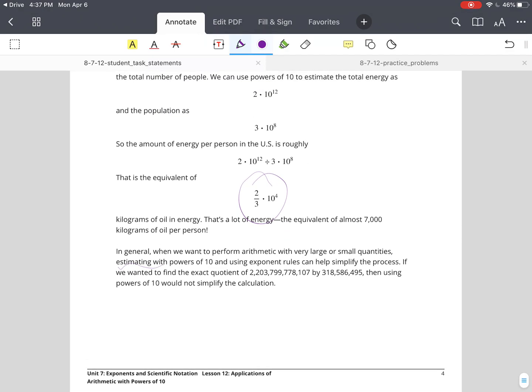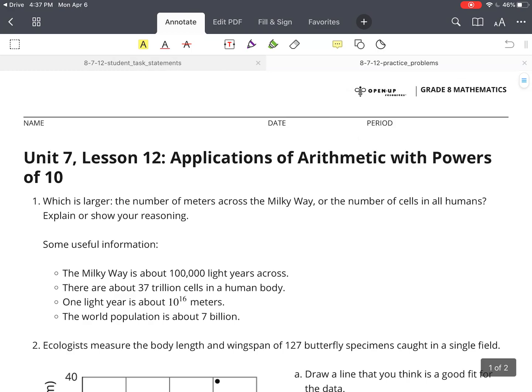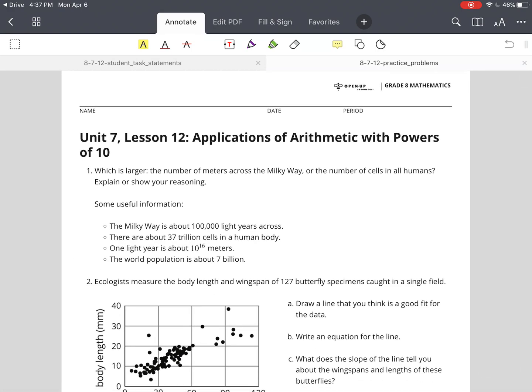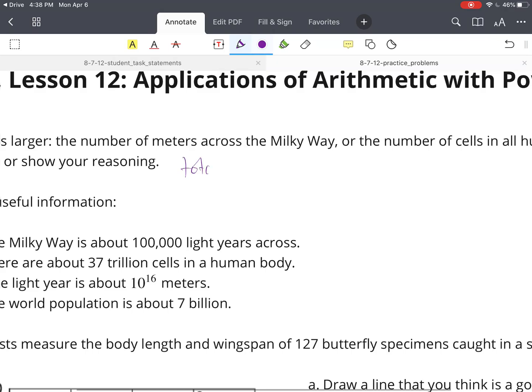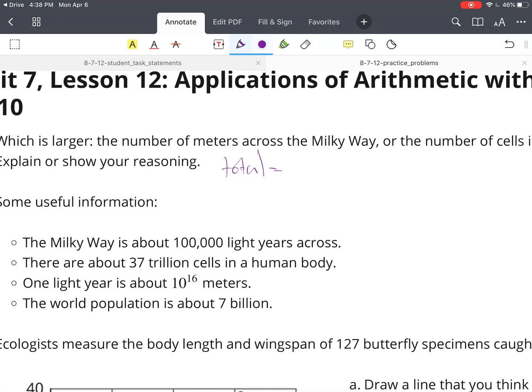If we wanted to find the exact quotient of these two numbers, then using powers of 10 would not simplify the calculation. So looking at the homework, which is larger, the number of meters across the Milky Way or the number of cells in all humans? Explain or show your reasoning. So here's some important information. The Milky Way is about 100,000 light years across. There's about 37 trillion cells in the human body. And 1 light year is about 10 to the 16th meters. So let's find the number of meters across the Milky Way. So the total would be how many meters?